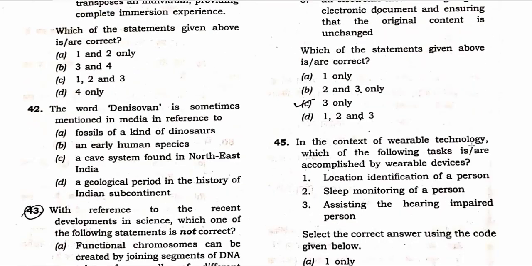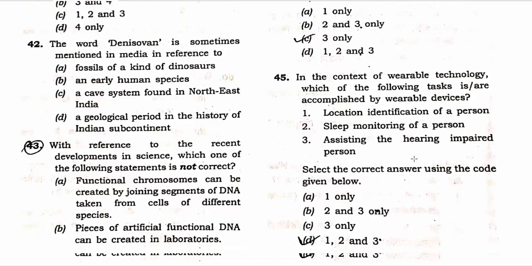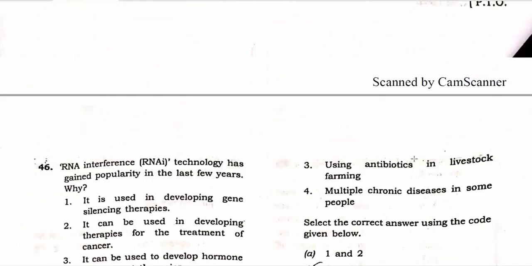45, in the context of wearable technology. So wearable technology, you can use it in identifying a person, by monitoring the sleep of a person, or by assisting a person who has been impaired. So a hearing impaired person can also wear it. So basically it is D, 1, 2 and 3. All of them have been a part of it. So 45, it's nothing but D.